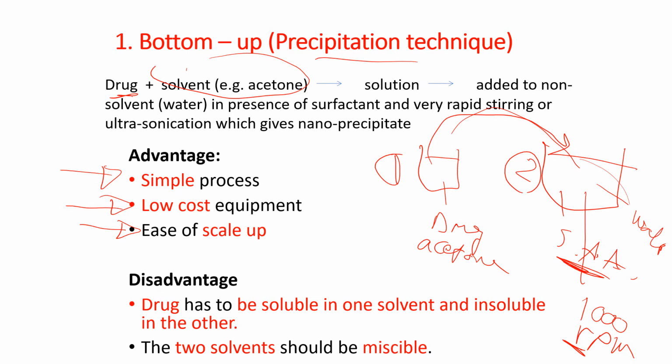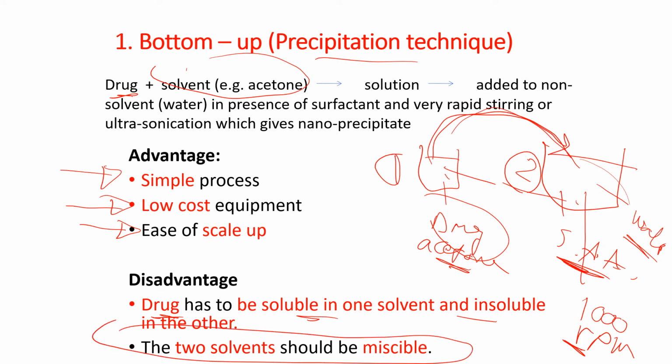But the disadvantage is the drug should be soluble in the organic solvent and insoluble in water. And the organic solvent and water should be miscible together. Otherwise, when you add the solvent to water, it will not form nano suspension, it will form emulsion. If you use chloroform or methylene chloride, when you add it to water, it will form an emulsion and the drug will not precipitate as nano suspension. So the drug should be soluble in one solvent and insoluble in the other, and the two solvents should be miscible together.